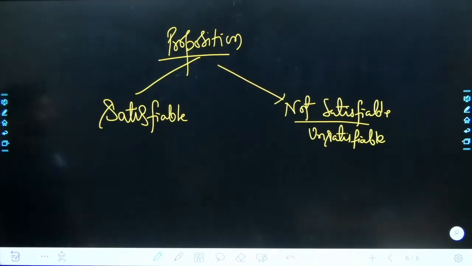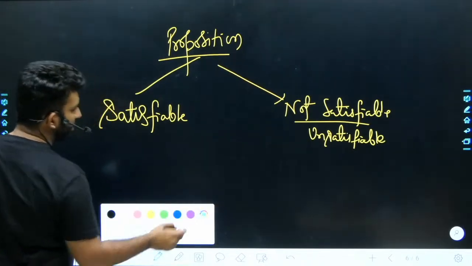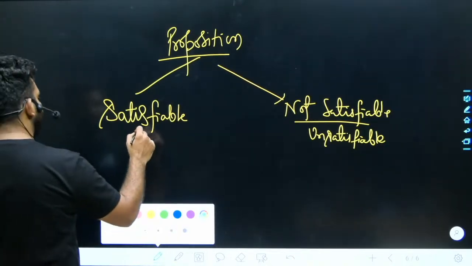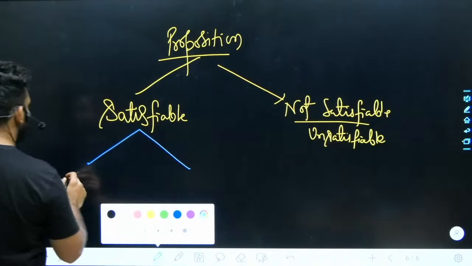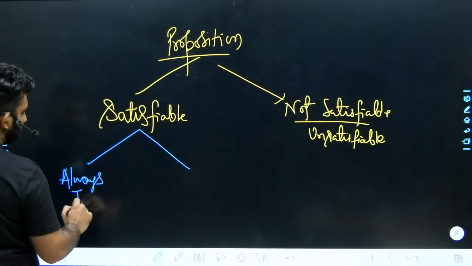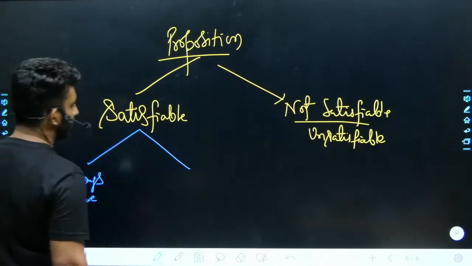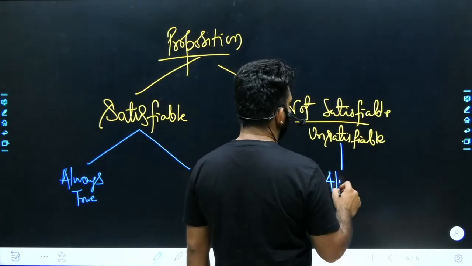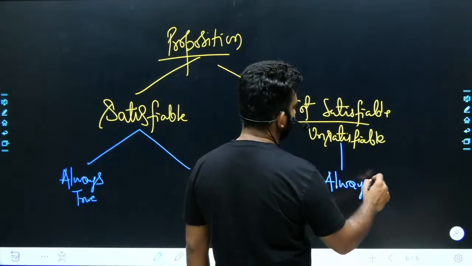No, Manish, it's not like that. So within satisfiable, I have 2 conditions. The proposition is always true. Always true. The proposition over here is always false. Unsatisfiable means always false.